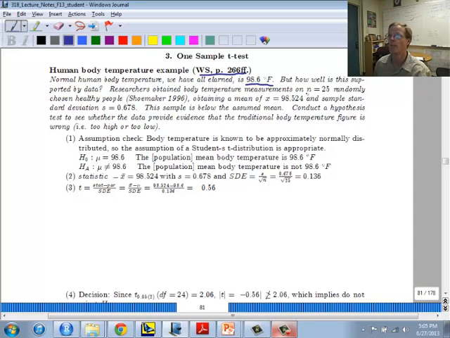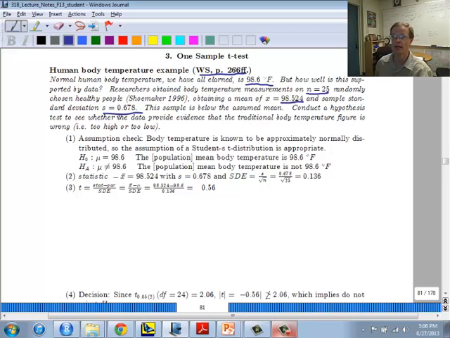Well, we have a sample of 25 randomly chosen healthy people, and we've got a mean of 98.524 with sample standard deviation 0.678. Okay? We're going to conduct a hypothesis test now to see if the data provide evidence that that number is too high.